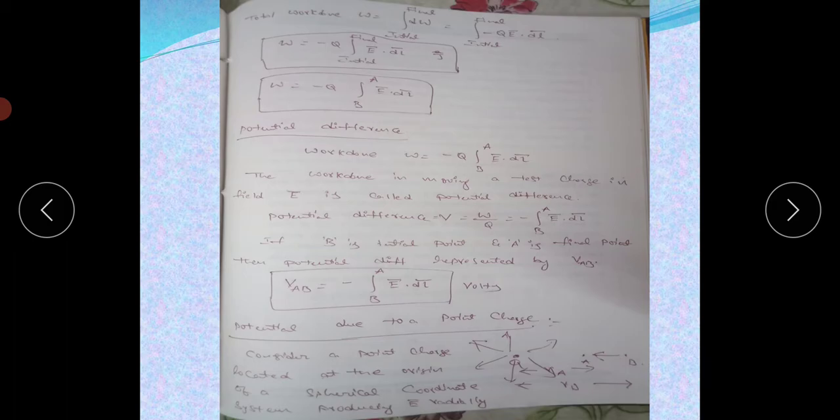So next one, potential difference. We know the work done expression: W equals minus q integral B to A of E bar dot dl bar. The work done in moving a test charge in field E bar is called potential difference.